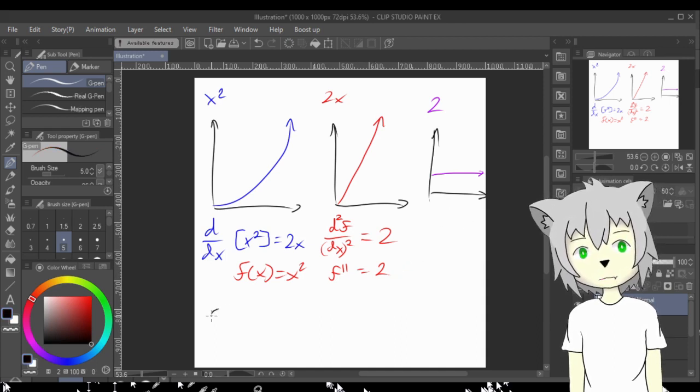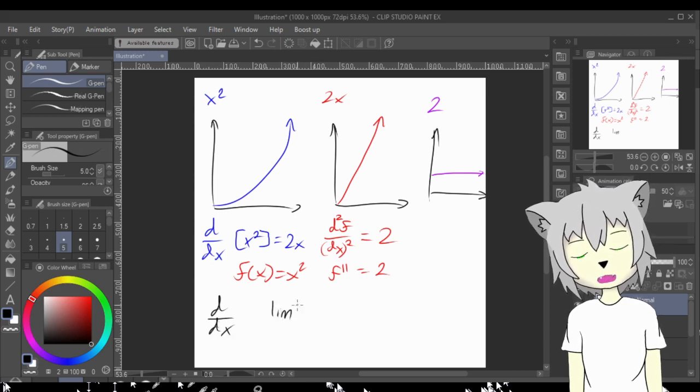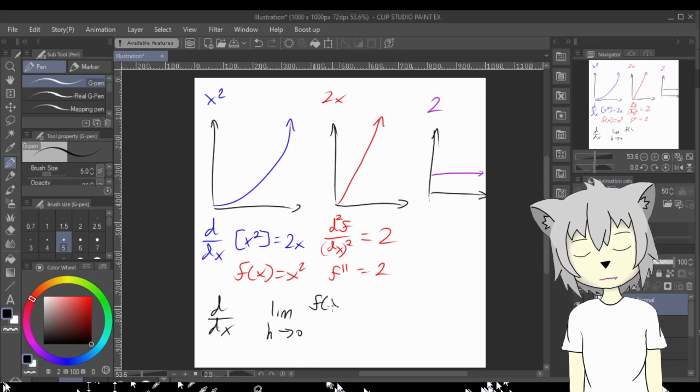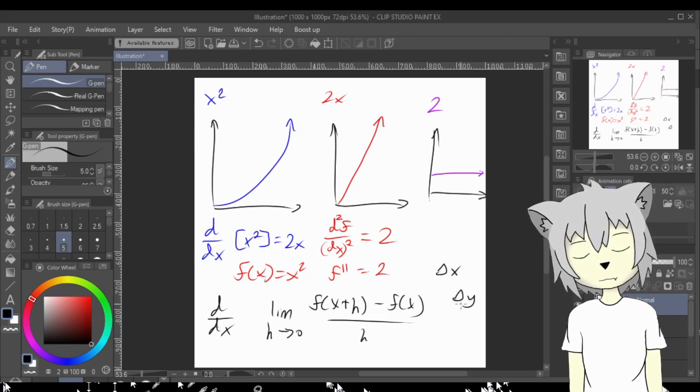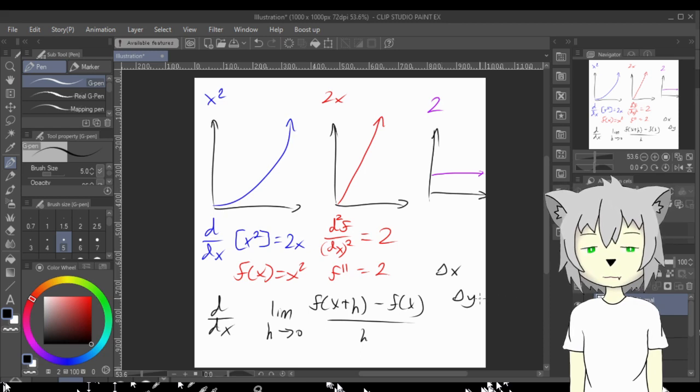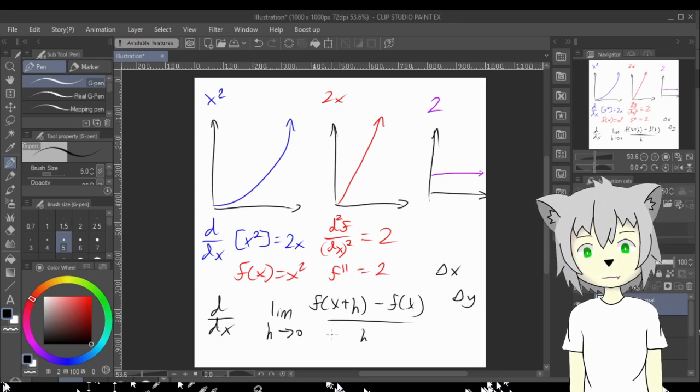And I should probably explain where the dx thing comes from. As the limit approaches, as h approaches 0, a change in x and change in y sort of become 0, and they kind of just become different, I guess. I don't know why. I kind of forgot the reasoning.